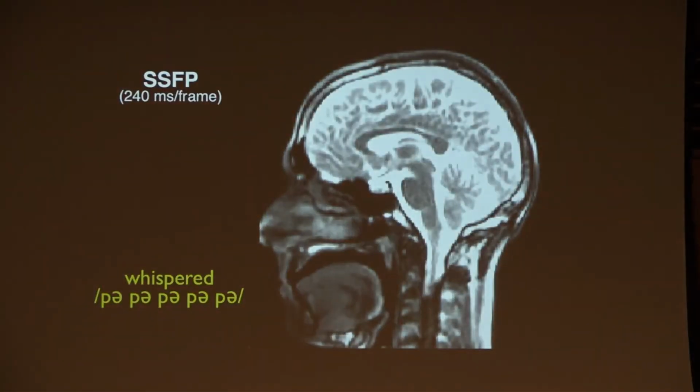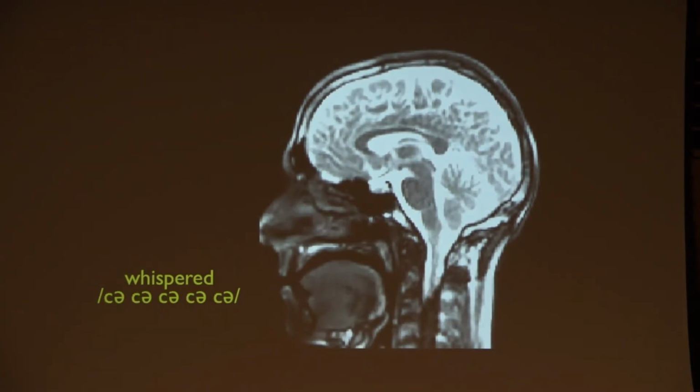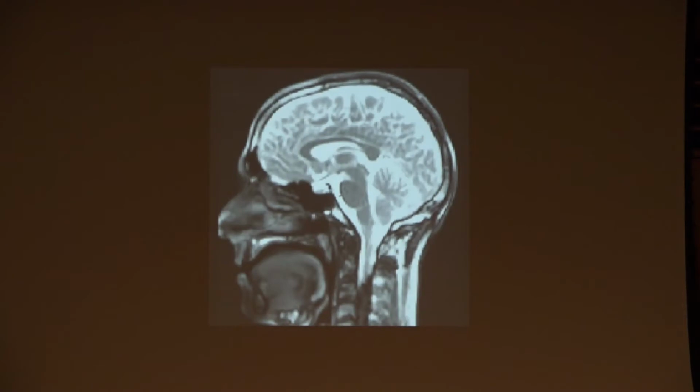We went on to map the inside of the mouth. There I am in the magnet with an SSFP scan saying pa pa pa pa pa. And there I am saying cha cha cha cha cha. It's a little disturbing. You can't see my teeth, but they're still there. So we'll add the teeth back in.